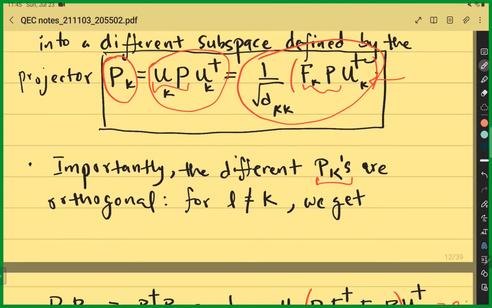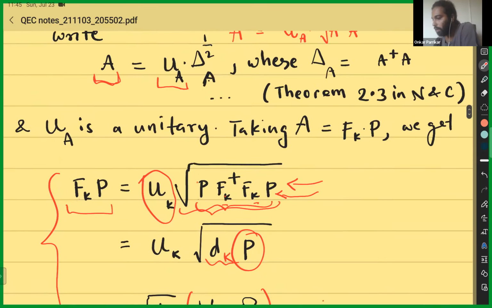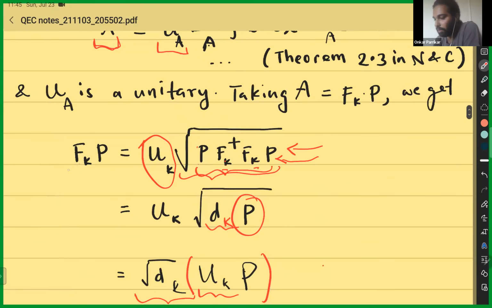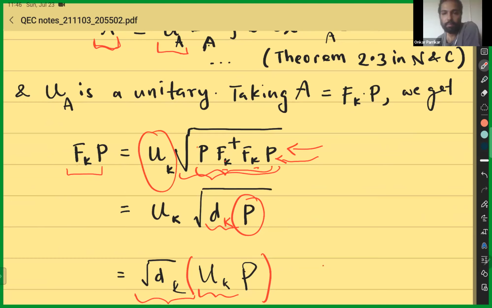Hi, Onkar, can I ask? Hi. Yes, I missed what u_k was. u_k was, so we wanted to ask how this f_k acts on the code subspace. So we took f_k P and did polar decomposition on it. In other words, we wrote it as a unitary operator times the square root of this positive operator, and that unitary operator I'm calling u_k. Okay, thanks a lot.